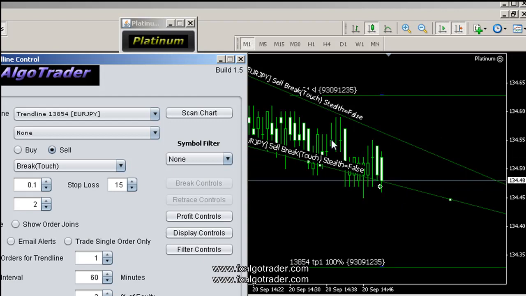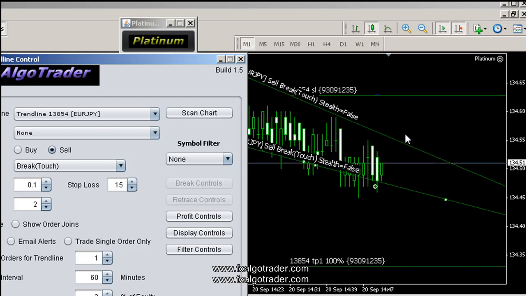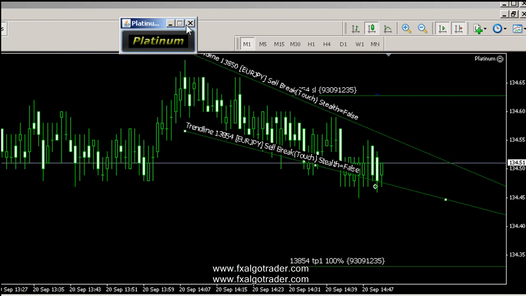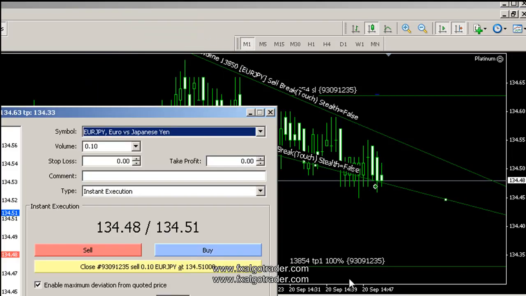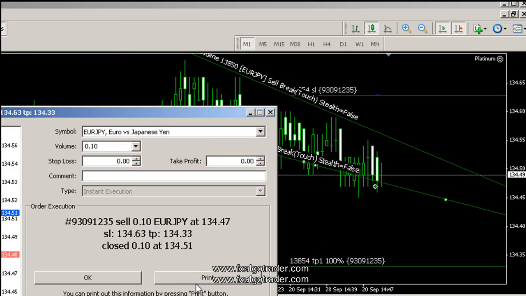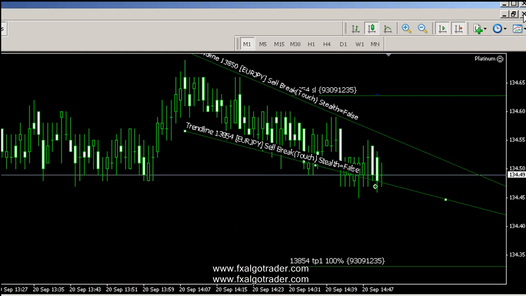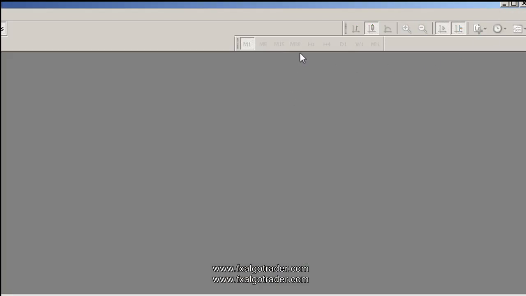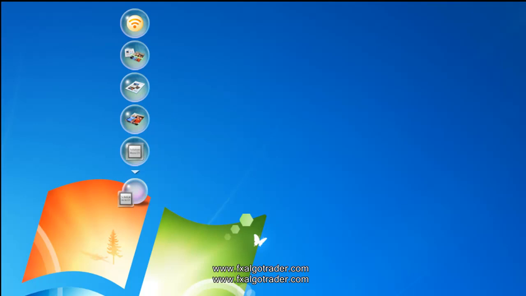So JPY cross, sell break touch on a standard 4-digit account. Quite happy with that. Okay, so that's fine. Let's close that down. Get rid of that, and we're going to go to our pair now. So 5-digit broker. I'll pair and we'll do it again.